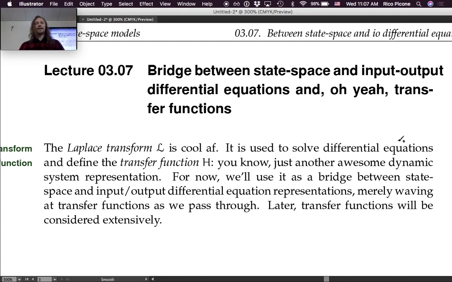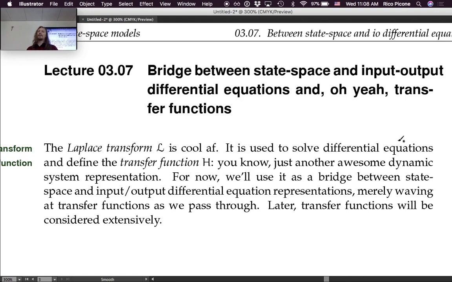It really is. So back in your differential equations class, you use it to solve differential equations, essentially using forward transforms, Laplace transforms, solving algebraically for the output, and then taking the inverse transform to find the solution. So you could do it all without ever solving a differential equation if you used a table of transforms, which is pretty nice. But it's also used to define the transfer function h. You know, just another awesome dynamic system representation.